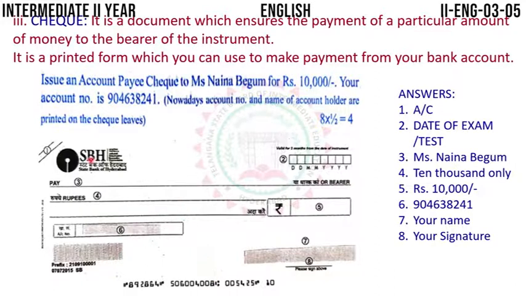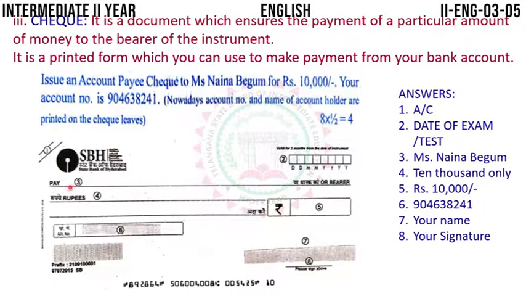First one, this is the number 1. Here you have to write, as it is account payee check, you have to write A by C. The first one is A by C, that is account payee. Next, number 2 is date. You can see here date should be in which format? DDMMYYYY. And this date should be the date of exam or test. Whenever you are giving a check, that date you have to mention here in this format.